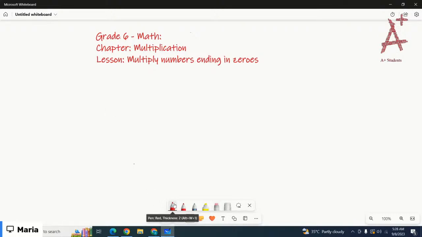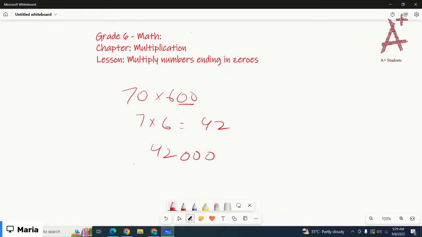The next example is you have to do 70 times 600. So how do you multiply? Just multiply the non-zero numbers, right? The non-zeros are 7 times 6. 7 times 6 is 42, right? Now just count the number of zeros. 1, 2, and 3. That means you have to add 3 zeros. That would be 70 times 600, right?